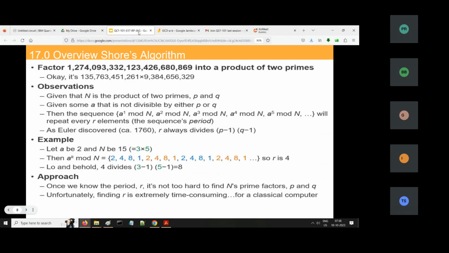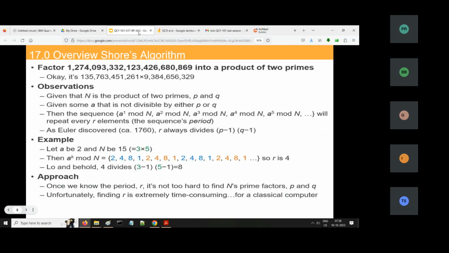Now once you reach the fourth, 2 to the power 4 is 16, and if you divide by 15, your remainder is 1, right? So the remainders are what we are computing here. That is, a raised to k mod n is nothing but computing the remainders: 2, 4, 8, 1. Then we go to 32, that is 2 to the power 5.